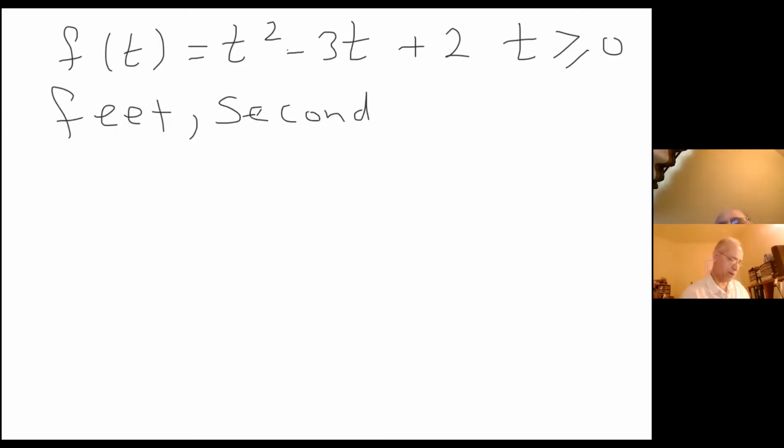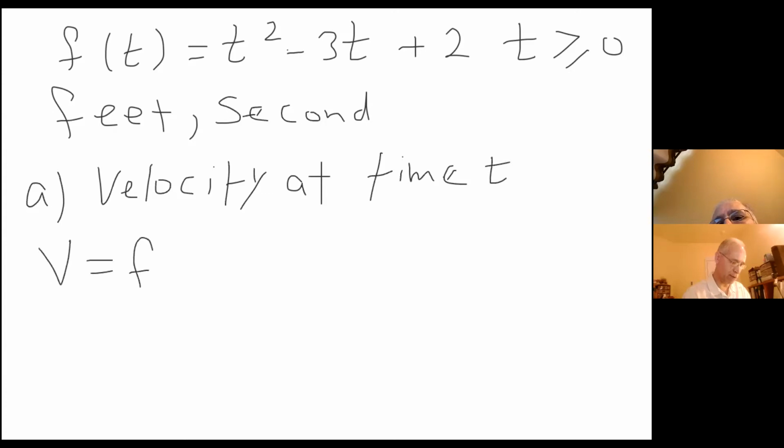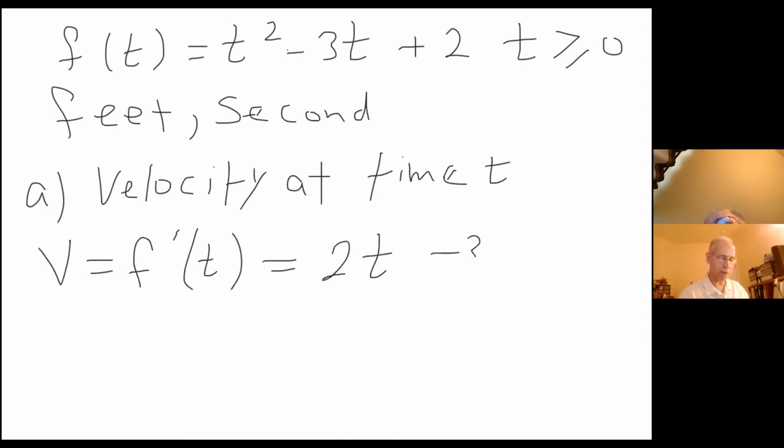For the first part, part A, the question is asking us, what is the velocity at time t? Well, what is velocity? We said that velocity is the derivative of the position f of t. So in this case, the derivative of f of t is f prime of t. That gives me 2t minus 3.